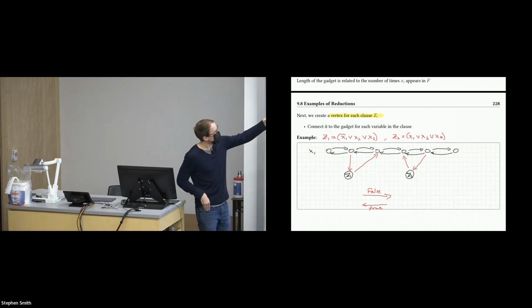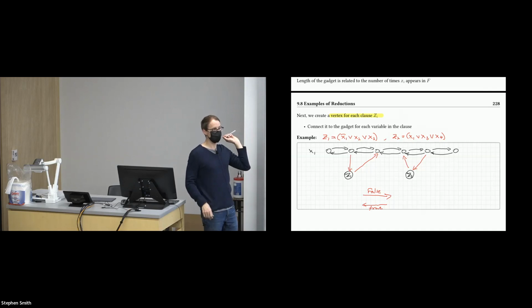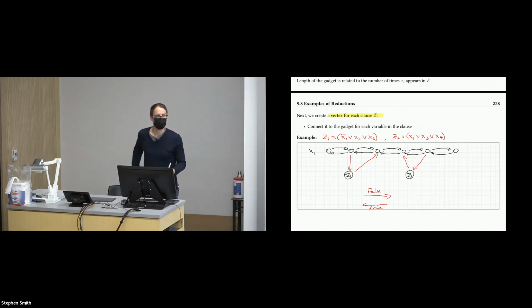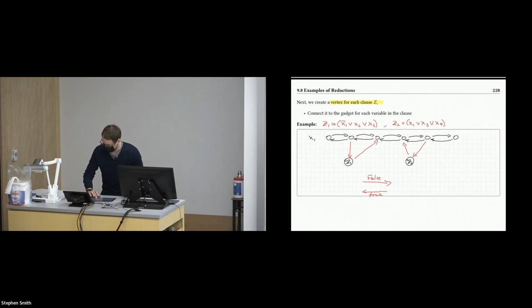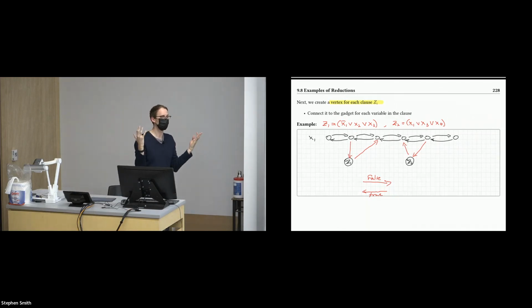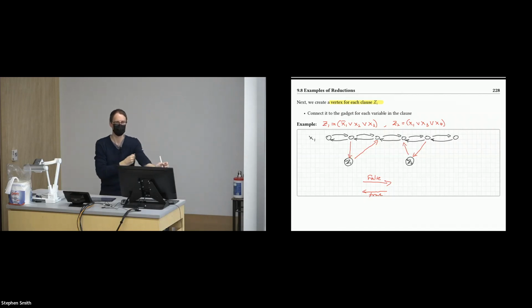Yes, so I connected Z1 going left to right because not X1 appears in that clause. And that's the false direction. So I connected it in the false direction if it appears negated in the clause. And I connect it in the true direction if it appears not negated, as the positive literal. So, like I said, this is super complicated. It's complicated, but I think we can follow what's going on at a high level, at least.